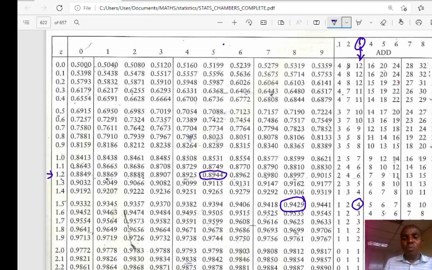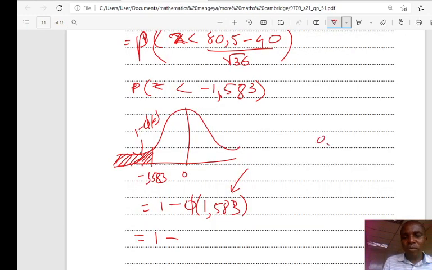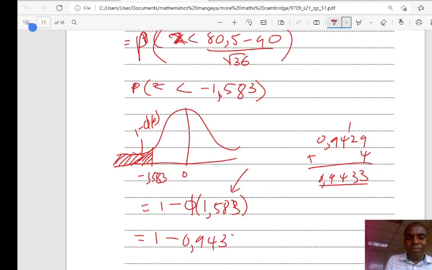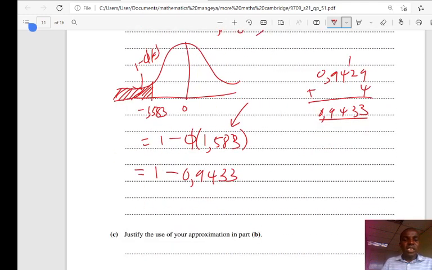So it will be 0.9429 plus 4. Then you add here plus 3 carry 1. 3, 4, 9, 0. So it's 0.9433. If you can simplify this one, subtract 1 minus 0.9433, 0.0567. Then you can say done.